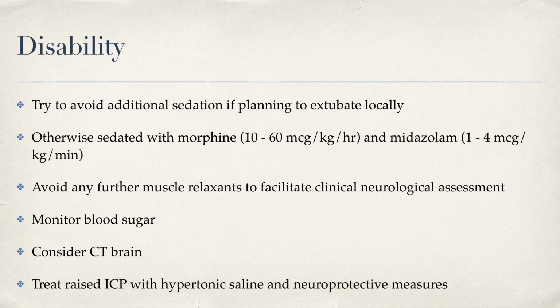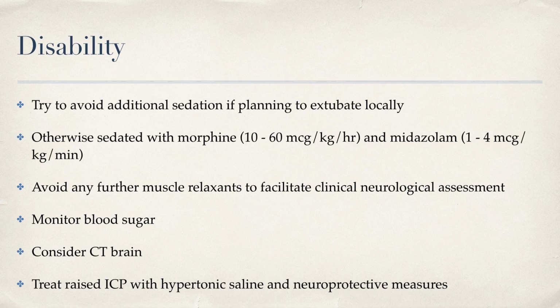So if you've used rocuronium for RSI, you often do need to administer a number of boluses of something short-acting like propofol until the effects of the rocuronium have worn off. If the facilities don't exist to safely extubate the child locally, then I would start routine sedation, so morphine at 10 to 60 mics per kilo per hour and midazolam at 1 to 4 mics per kilo per minute.